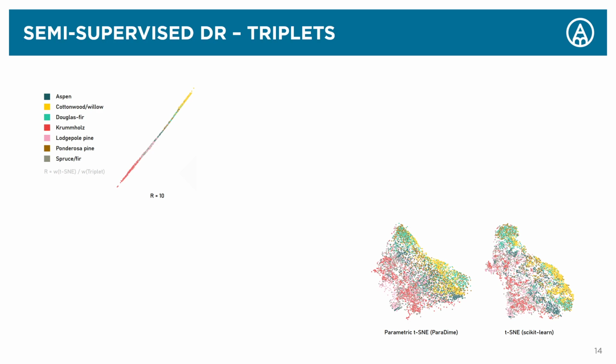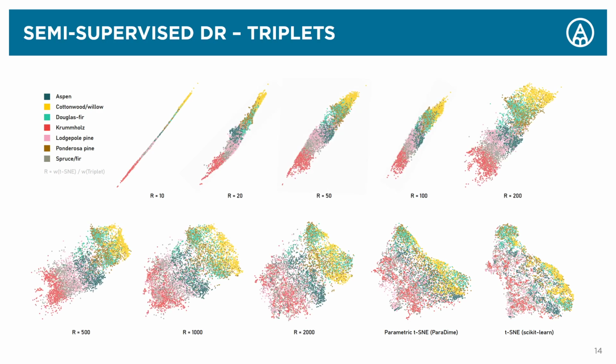But once we start to combine the t-SNE loss with the triplet loss using different weights, we can control how much our t-SNE embedding is supervised. You can see that the intermediate combinations preserve the overall structure, while items with the same class are kept together. In an interactive tool, this could be used for exploring datasets with a class focus without losing track of the global structure.